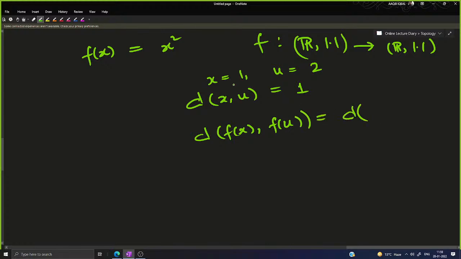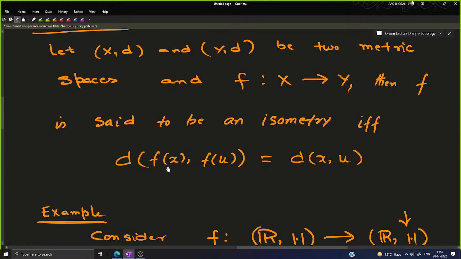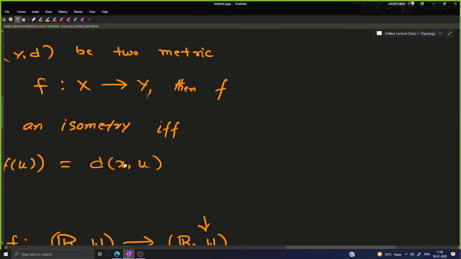The image of x under f will be 1 and the image of u under f will be 4. The distance between 1 and 4 is 3, so the distance between the points is not equal to the distance between the images. So the function is not an isometry, because for a function to be an isometry, the distance between the points should be the same as the distance between the images.